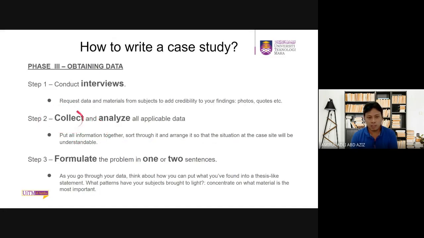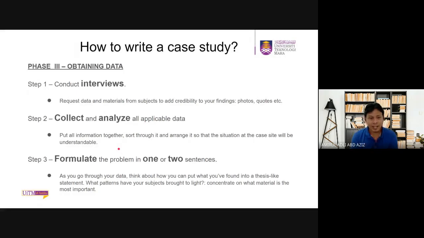Okay, ini yang paling penting. Collect and analyze all applicable data. Okay, so adalah data yang maybe tak relevan, ada yang fake. Yang macam survey maybe dia saja tekan, and then if you caught them, you have to think about whether to include the data or not. Ataupun maybe ada duplicate, ada orang isi form tu 2 kali, and then both have different responses. What would you do about that? Okay, so think about that.